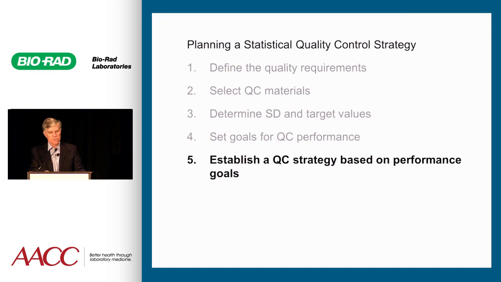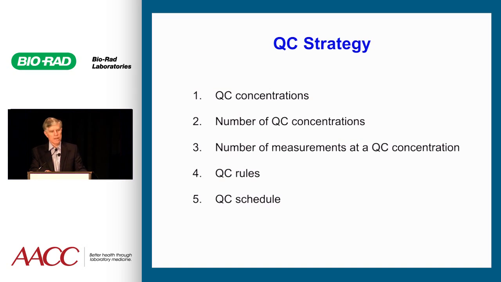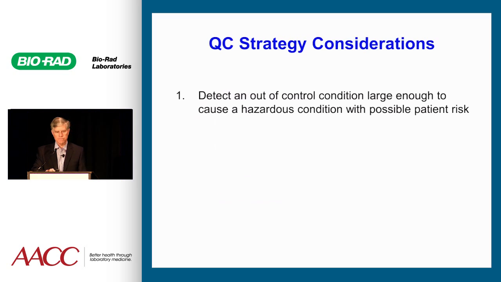So, establishing a QC strategy based on performance goals. The QC strategy is these 5 main components. What concentrations are we going to use? How many different concentrations? So we're going to run 2, 3, or more concentrations. How many measurements on each concentration? We ordinarily make 1, but there are situations where we might consider making 2 or more. There are QC rules that have to be determined, and there's a QC schedule that has to be established.